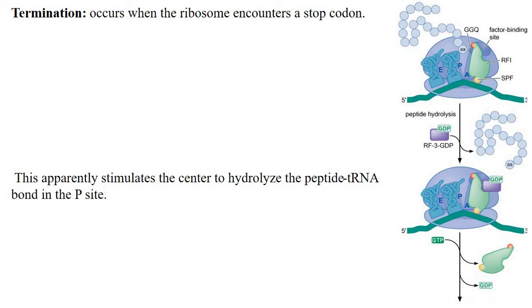Termination occurs when the ribosome encounters a stop codon on the mRNA. There is no tRNA for stop codons. We have 64 codons, but there are only 61 anticodons, because 3 codons are stop codons or nonsense codons. So they do not have any anticodon, and those will be recognized as stop codons. Okay.